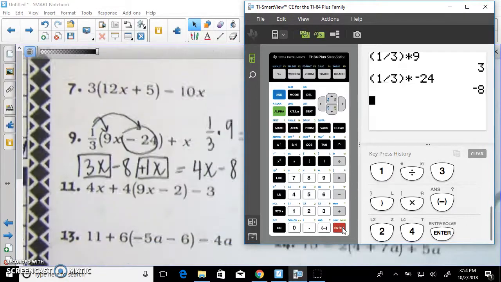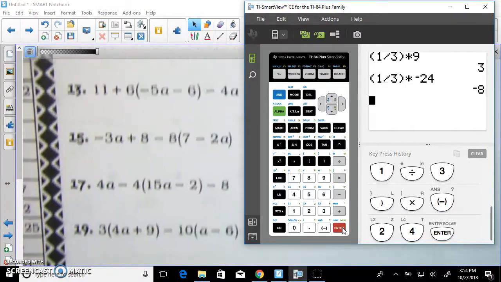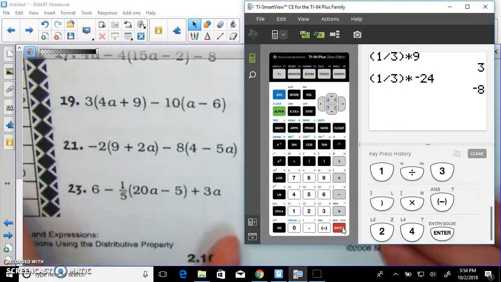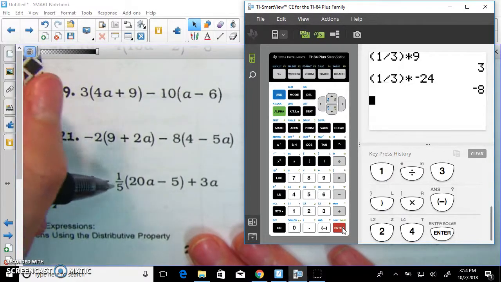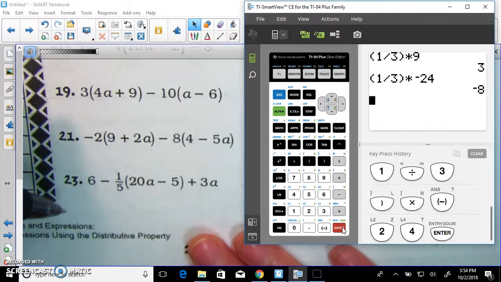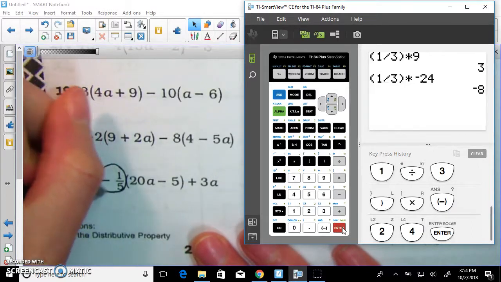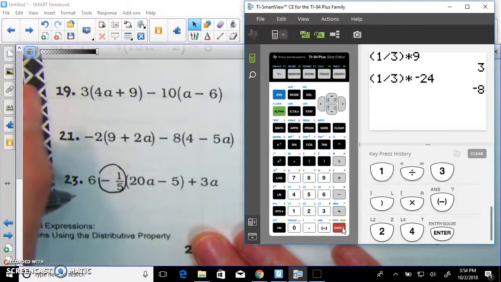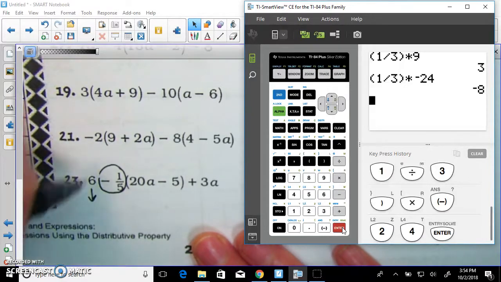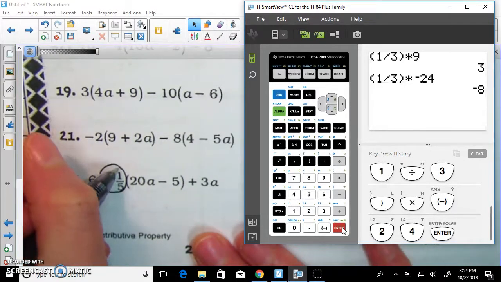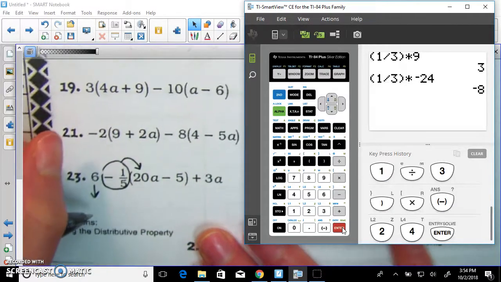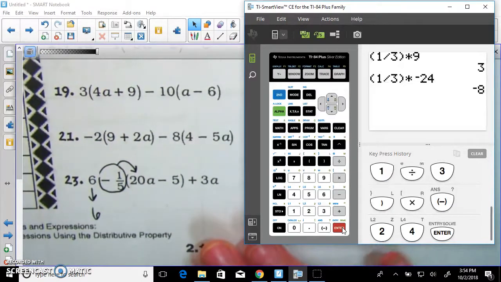Let's go all the way down to number 23. All right. So I like this one because not only does it have a fraction, but it also has a number that we're distributing that's not necessarily first. So 6 is the very first thing in the expression, but remember we're distributing the number directly in front of the parentheses. -1/5 is directly in front. So 6 will just come down. 6 is not being distributed.